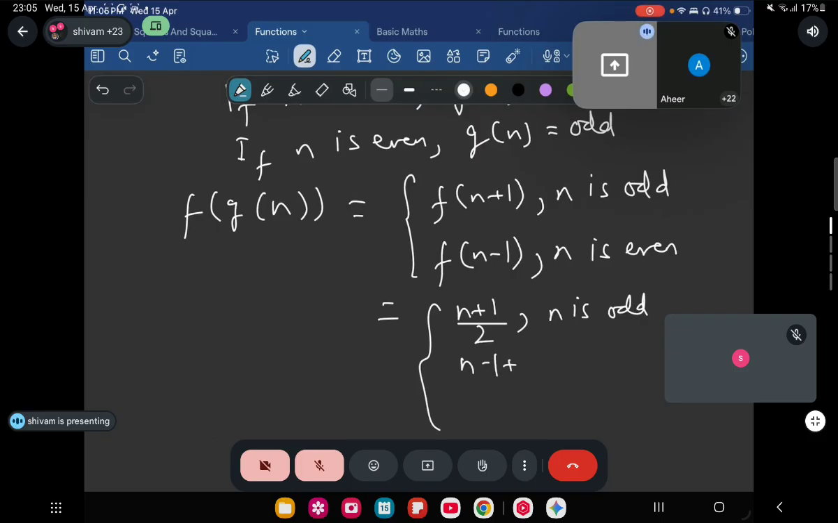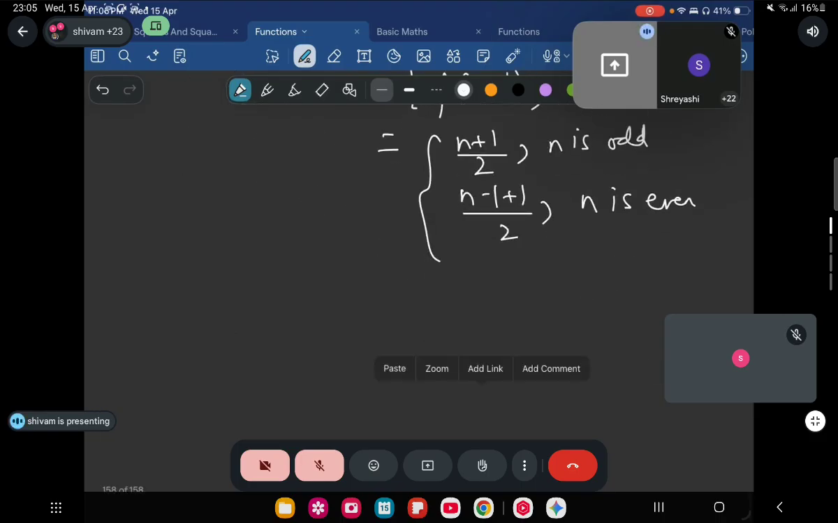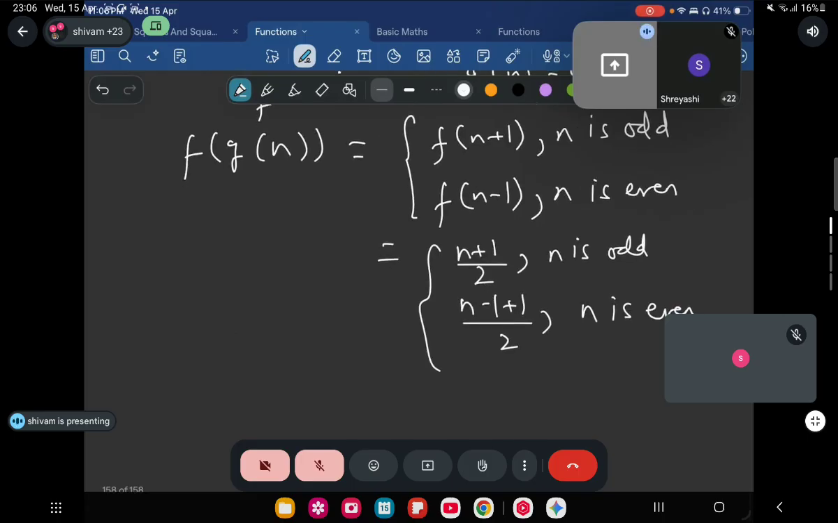Tell me, are you people getting? Yes or no? Shresi, are you getting? Tell me. Yes, sir. Yes, we have to substitute n minus 1. Okay. So finally, what are we getting? f of g of n will be equal to n plus 1 by 2 when n is odd. And it will be equal to n by 2 when n is even.